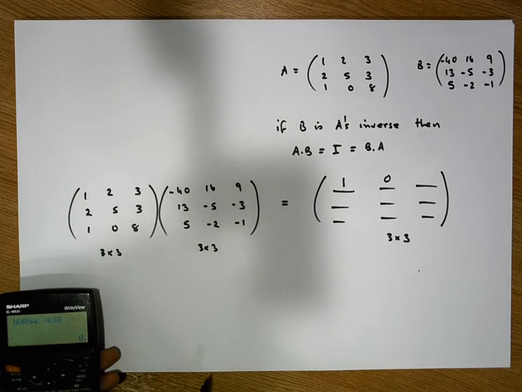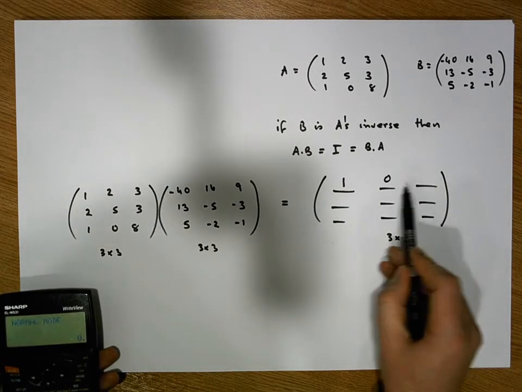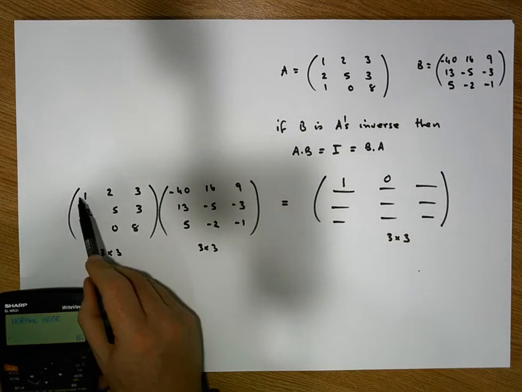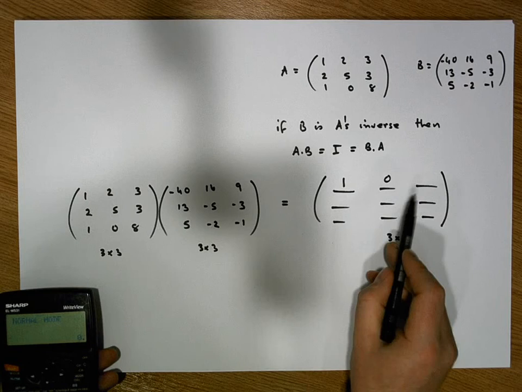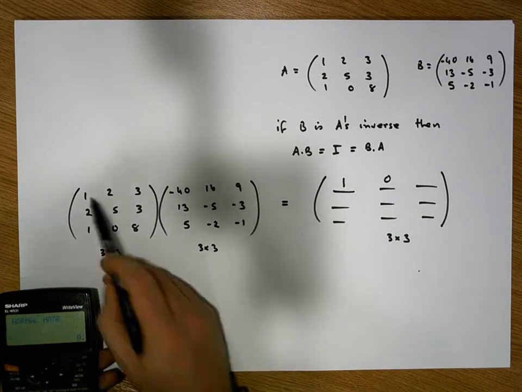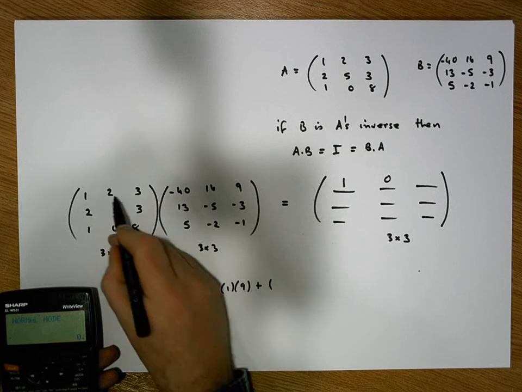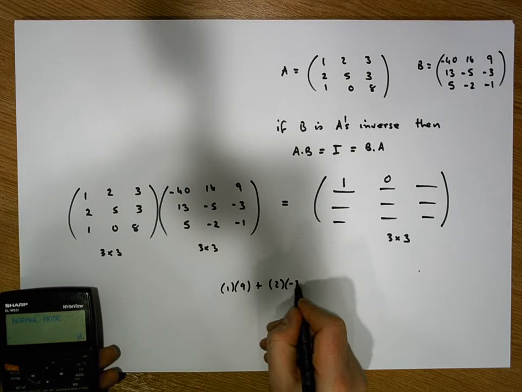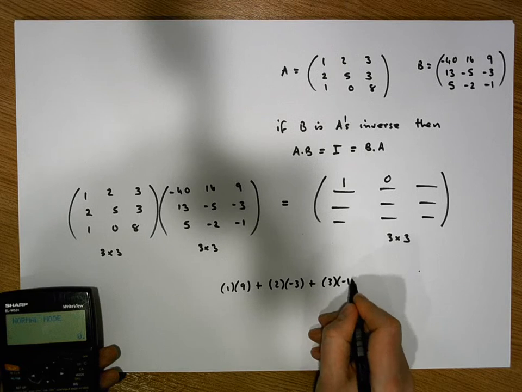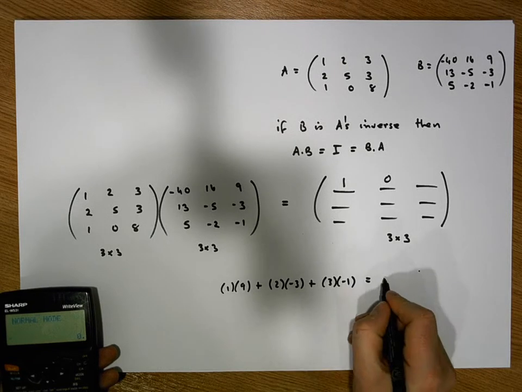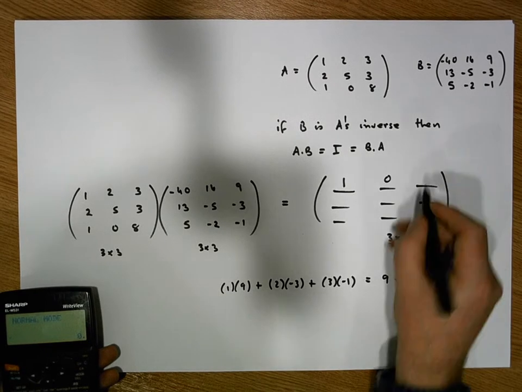Okay. The entry in here is on the first row, third column. So we need to multiply the first row by the third column. Let me actually do this out. So it's the first row times the third column. So it's 1 times 9 plus 2 times minus 3 plus 3 times minus 1. Okay, well, what's that give us? That gives us a 9. That gives us minus 6 minus 3, which gives us a 0. So we have a 0 in here.